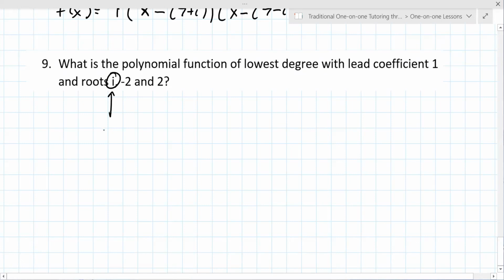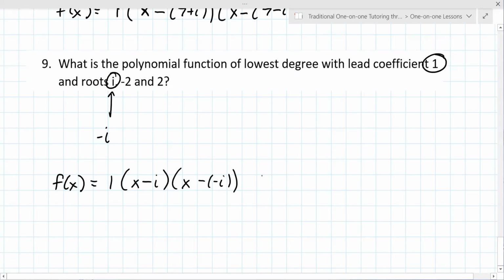Yeah, it's not great. What is the one that's paired up with i? What goes with i again? Negative i. Perfect. Okay, so you do the same thing. You write it out in factored form. That part is no different. 1 times x minus i, x minus negative i, x minus 2, x minus negative 2. So I'm just going to apply the signs here.